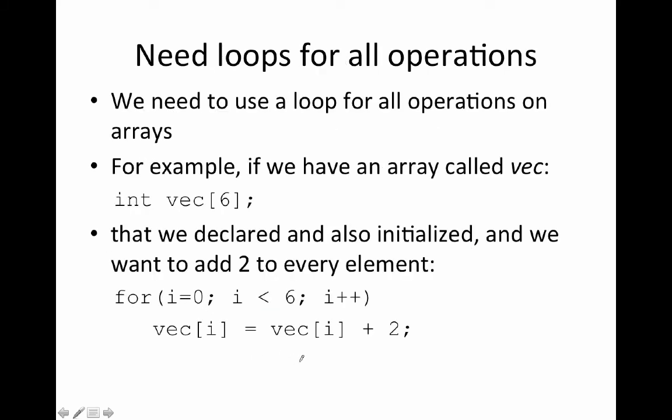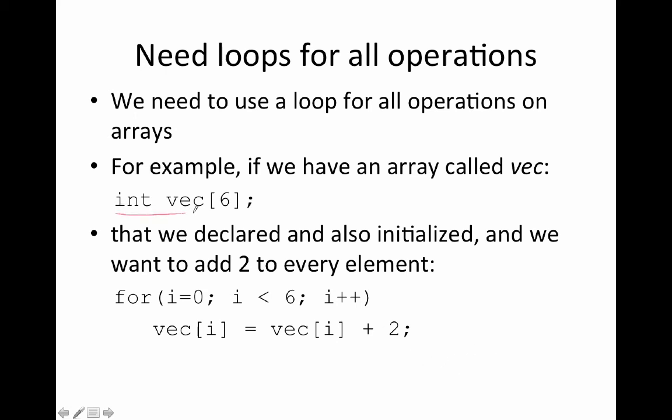Again, we need for loops for all operations in C. Anything we want to do with an array in C, we need a for loop to accomplish it. If we need to add all of the elements together, then we'd initialize the sum variable to 0, loop through all the elements, and add them all to our running sum.